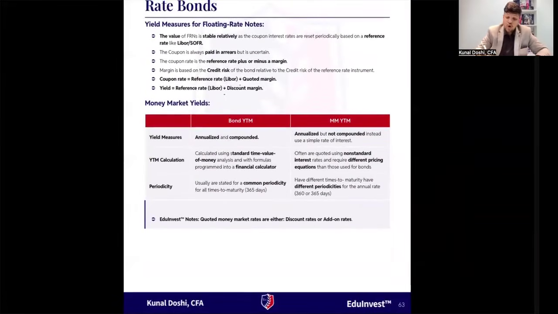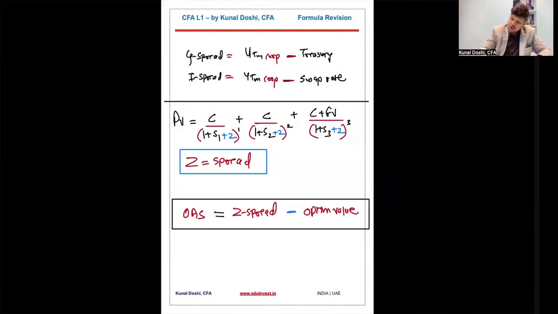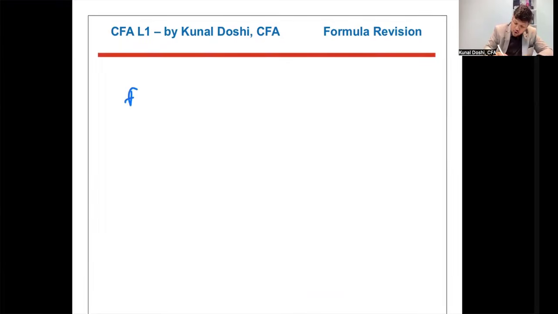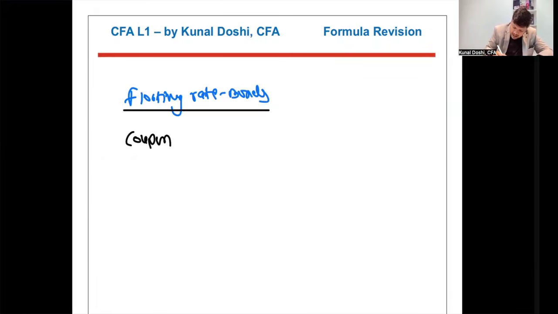Now I will discuss the quoted margin and discount margin. This is about which bonds? Floating rate bonds, right? Floating rate notes, or FRNs, or floating rate bonds, whatever names they use. In this case, I have something interesting to discuss. First of all, the coupon and the yield. Will they be fixed or will they keep changing? They will keep changing, right?